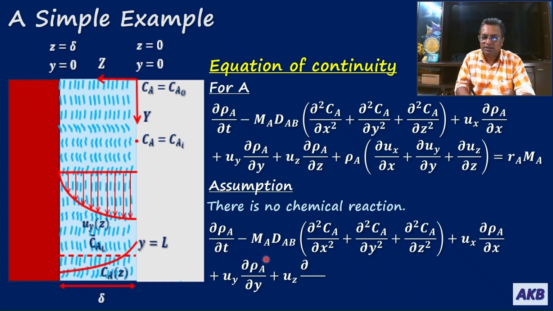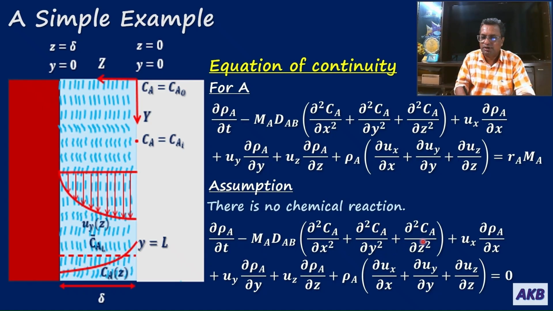∂ρA/∂t − MA·DAB·(∂²CA/∂x² + ∂²CA/∂y² + ∂²CA/∂z²) + Ux·∂ρA/∂x + Uy·∂ρA/∂y + Uz·∂ρA/∂z + ρA·(∂Ux/∂x + ∂Uy/∂y + ∂Uz/∂z) = 0. Why 0? Because there is no chemical reaction, therefore RA is 0, therefore RA·MA will be equal to 0. So this is how the first assumption modifies the equation of continuity for A.